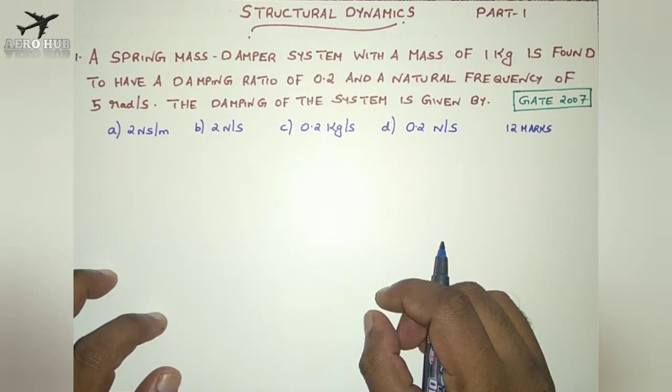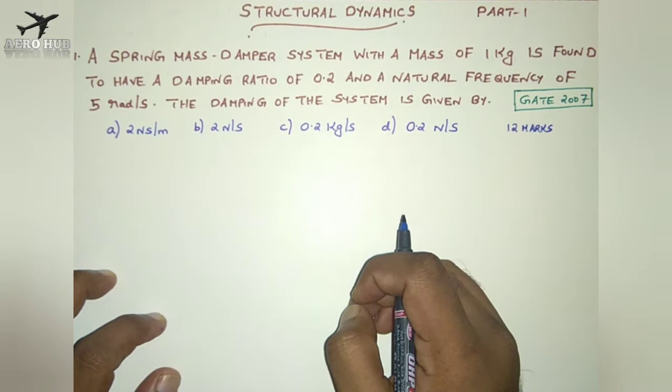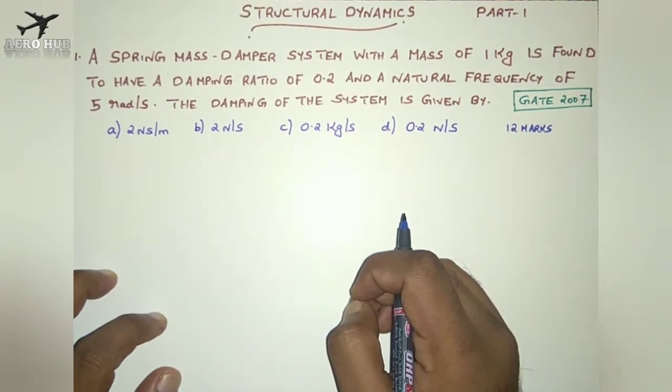We have four options. Option A, 2 Newton second per meter. Option B, 2 Newton per second. Option C is 0.2 kilogram per second, and option D, 0.2 Newton per second.